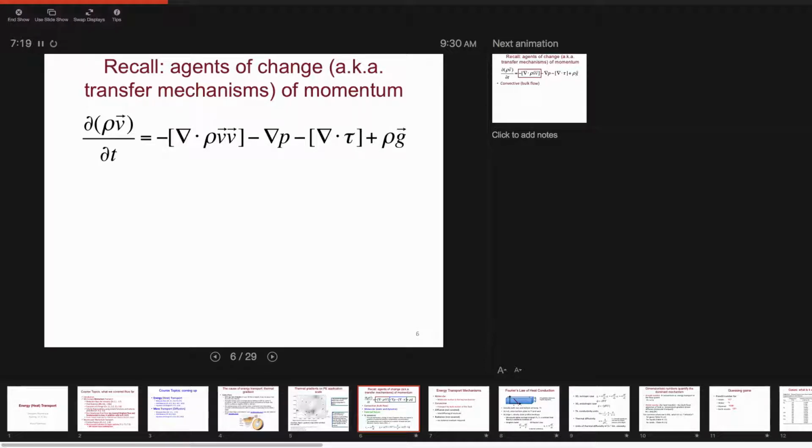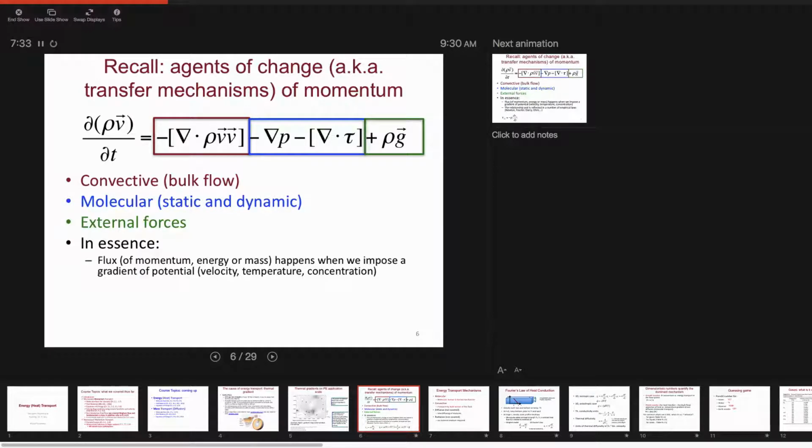Convective is the first one. It is the actual gradient of pressure driving it. Shear stresses and external force. Okay? So those are the things that can change momentum. So we have these three. And in essence, I'm going to have flux when we actually have a gradient of potential.